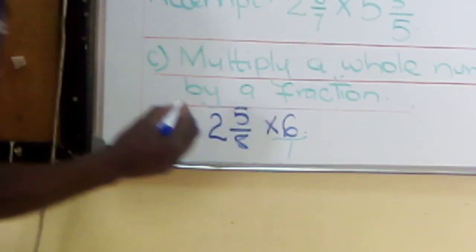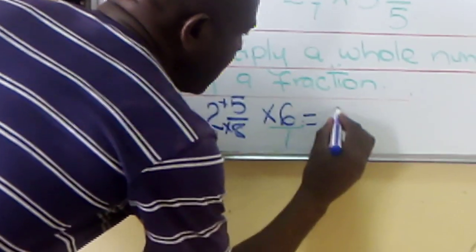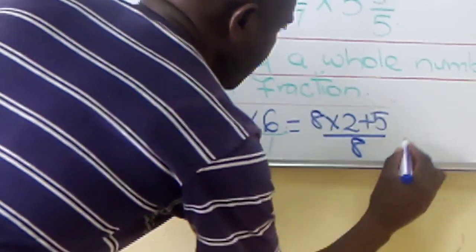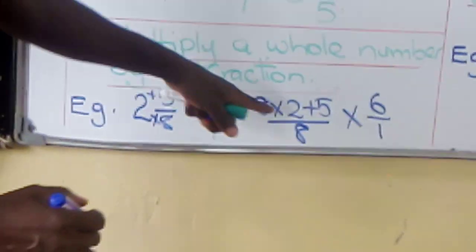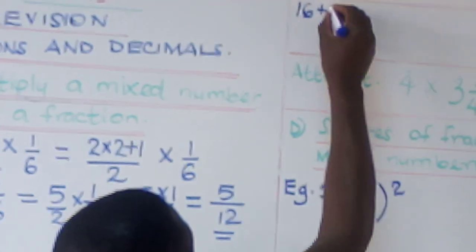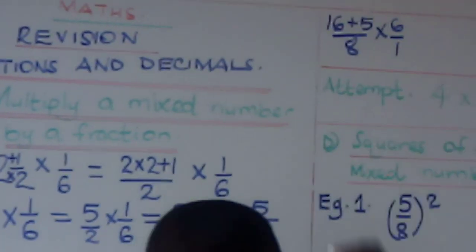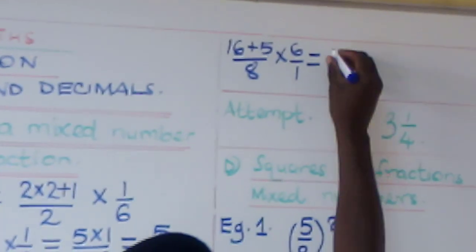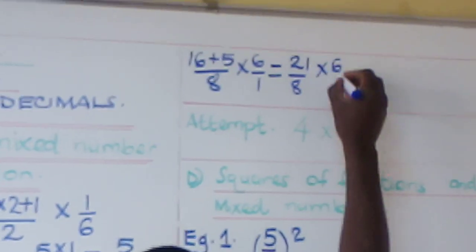And then we change the mixed number into an improper fraction. 8 multiplied by 2 plus 5, all over 8, multiplied by 6 over 1. We go to the next part of the board. 8 times 2 is 16. That will be 16 plus 5 over 8, then multiplied by 6 over 1. What is 16 plus 5? 16 plus 5, boys and girls, is 21. Now over 8 times 6 over 1.